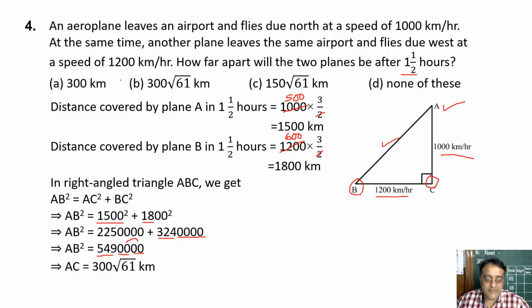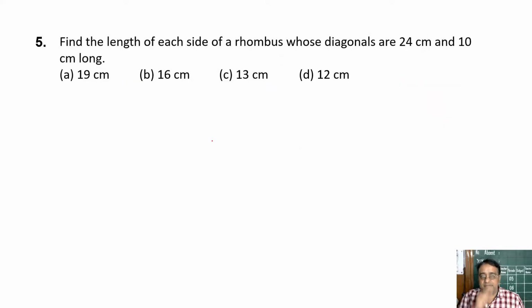So which option is the correct one? Option B. Right. So now we are moving toward question number 5. Find the length of each side of a rhombus whose diagonals are 24 centimeter and 10 centimeter long.